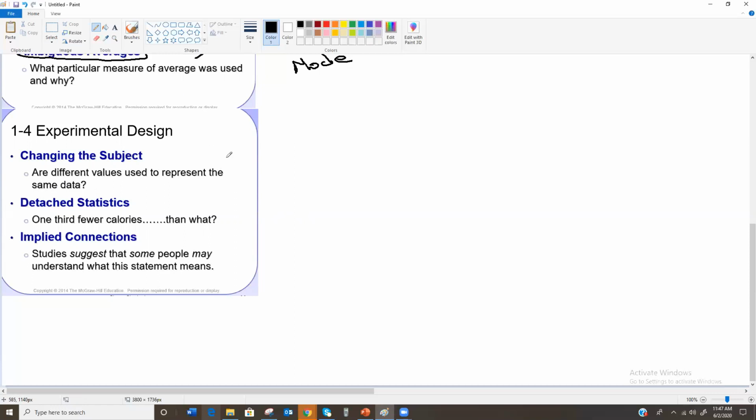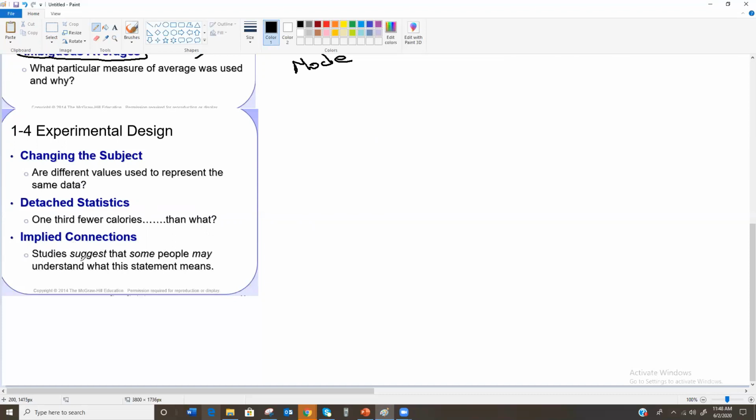Like why, maybe one group you give the mean and the other group you give the median. Why did you give the mean for one and the median for the other? So when you change the subject throughout the study or between groups, implied connections, we'll talk about detached here in just a second, but implied connections, I love implied connections.